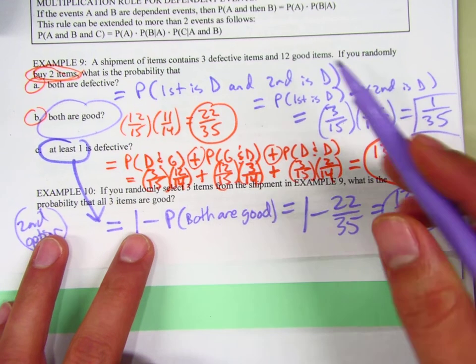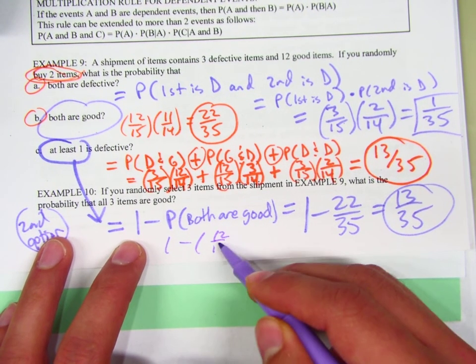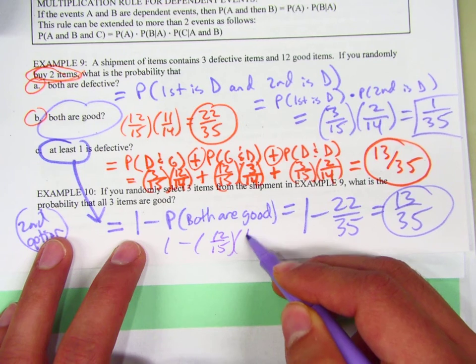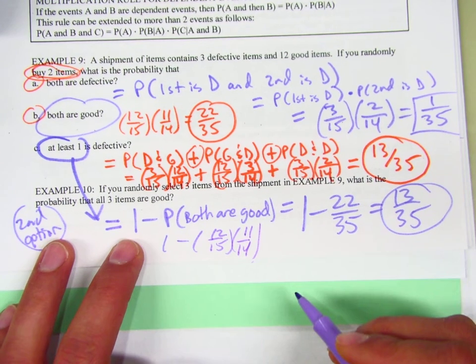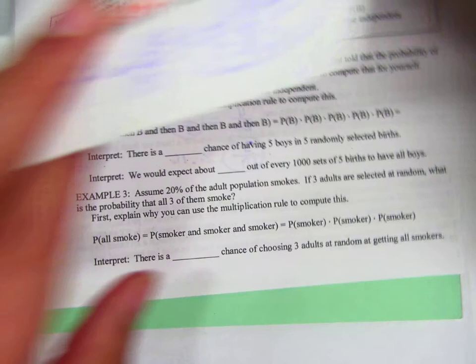Now, had we not done that, you would have just done 1 minus the probability that the first one is good, which is 12 out of 15, and then the second one being good would have been 11 out of 14. And then you still get the same answer. Okay? All right, let's turn the page. We're going to do one more example.